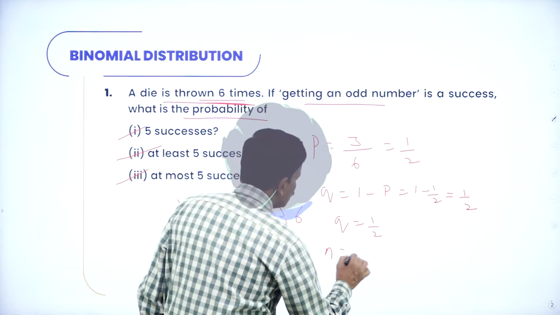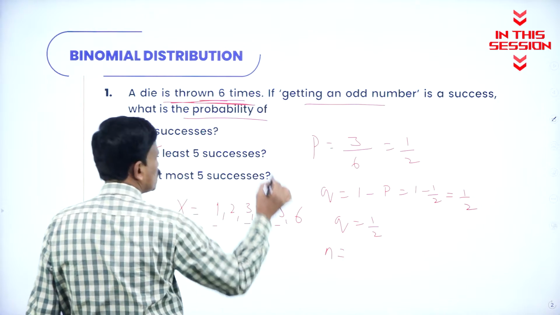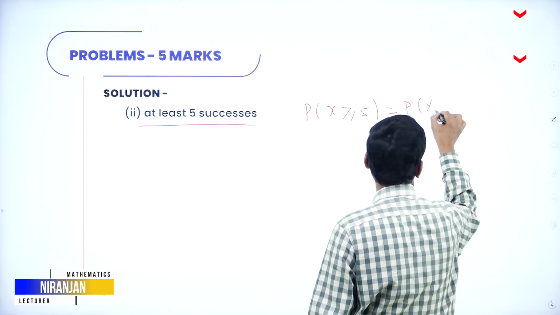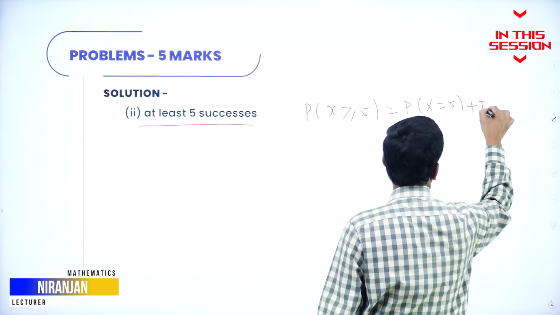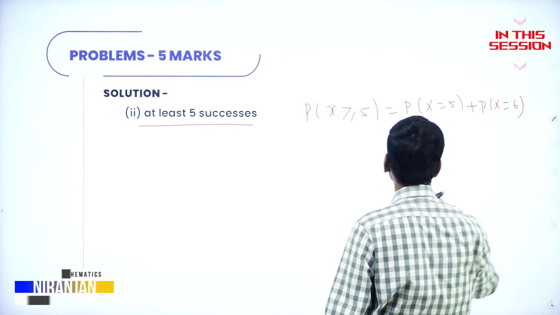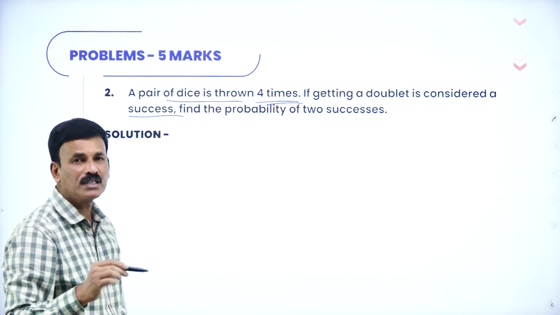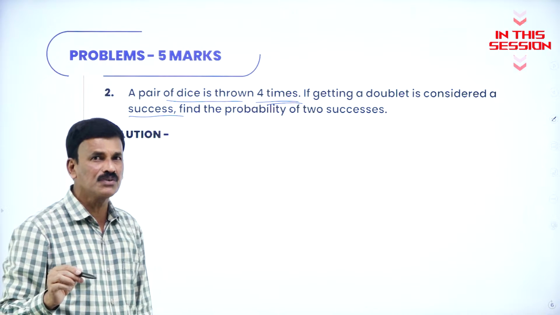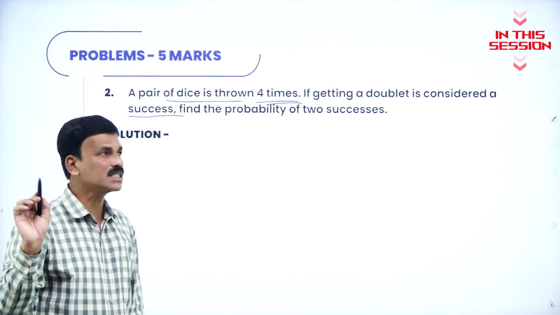And what is n? So a die is thrown 6 times, n is equal to 6. The probability of x greater than or equal to 5 means x is equal to 5 and x is equal to 6. Doublet means 1 comma 1, 2 comma 2, 3 comma 3, 4 comma 4, 5 comma 5, 6 comma 6.